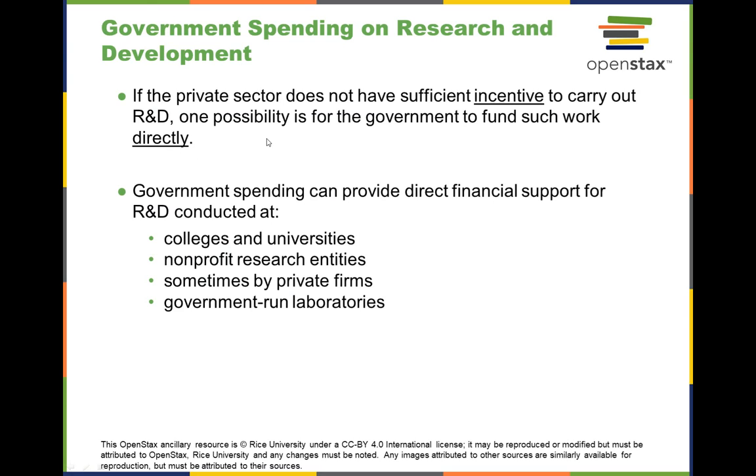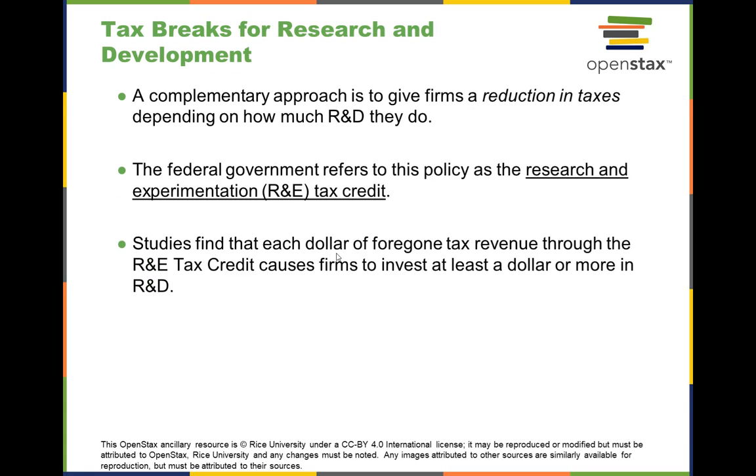If the private sector does not have sufficient incentive to carry out research and development, one possibility is for the government to fund such work directly, so do it all themselves. Government spending can provide direct financial support for research and development at colleges and universities, nonprofit research entities, sometimes by private firms, and government-run laboratories. But once again, then it's putting all of the taxpayer money into something that could be a gamble, and government-run laboratories compete with private sector-run laboratories. And the government doesn't necessarily have a monopoly, but at the same time, it does take away from the incentive and competition that occurs in the private sector of whatever that laboratory might otherwise be competing with if it wasn't part of the government. A complementary approach is to give firms a reduction in taxes depending on how much research and development they do.